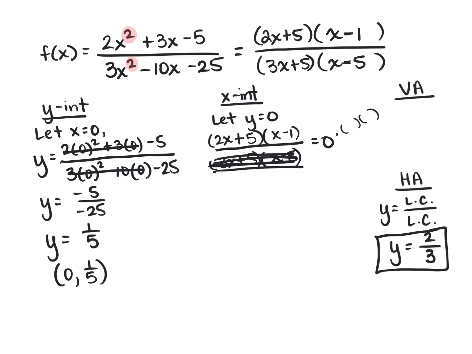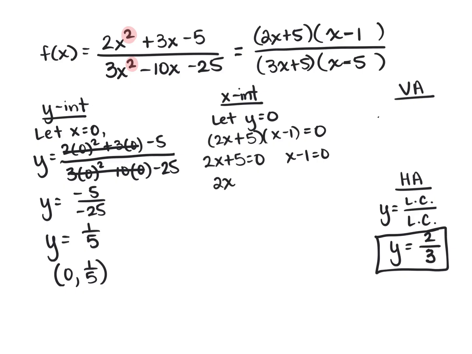The shortcut is to determine that you don't have any holes. And then to find x-intercepts, the only thing you've got to worry with is the numerator. So whatever makes the numerator 0, as long as you know you don't have any holes, then you can solve those and come up with your x-intercepts. So we have 2x plus 5 is equal to 0, and we have x minus 1 is equal to 0. So 2x is equal to negative 5, and x is equal to negative 5 halves.